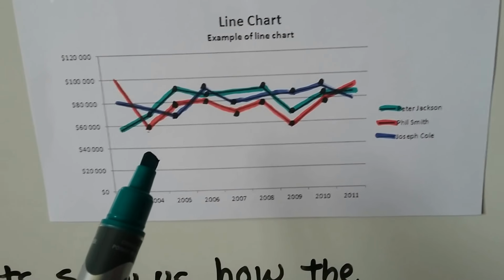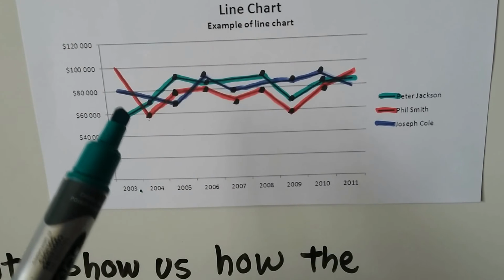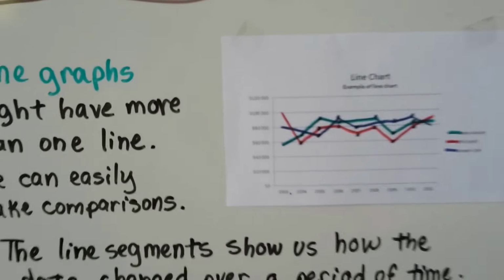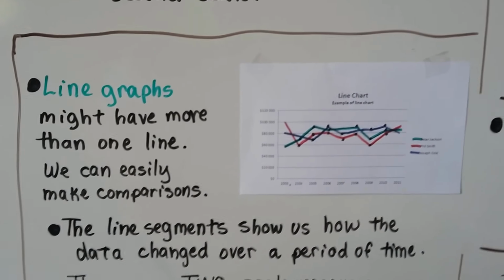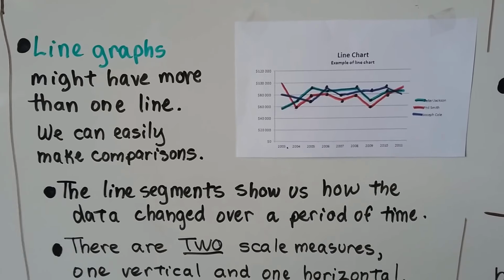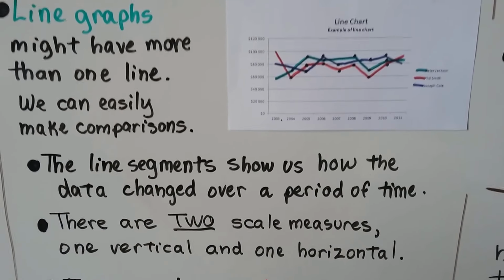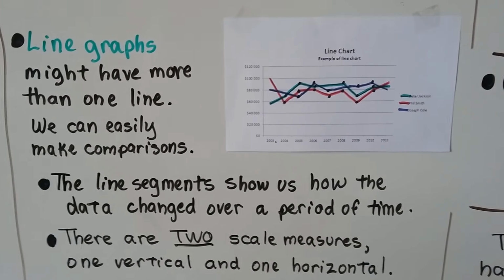And we can see there's 3 different colors. Peter Jackson is green, Phil Smith is red, and Joseph Cole is blue. So line graphs might have more than one line. They can have one line showing maybe just how Peter Jackson did. This one is showing how 3 people did compared to each other.